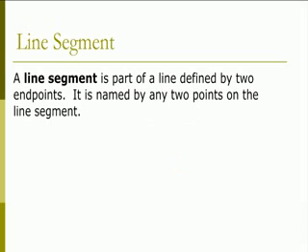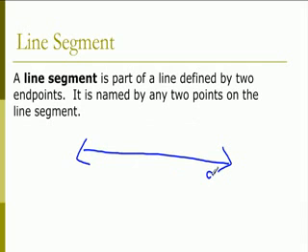A line segment is a part of a line defined by two endpoints. It is named by any 2 points on the line segment. So if we have our line, this is our line A, and we have 2 points, well, we could have X, Y, we could have all these points on here. Now a line segment is named by 2 points on the line.